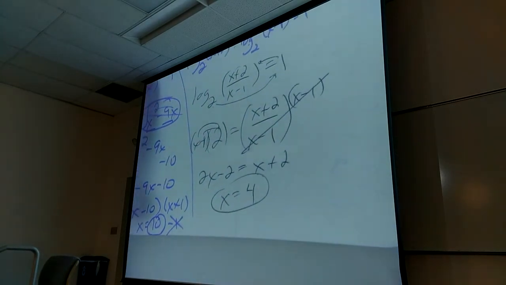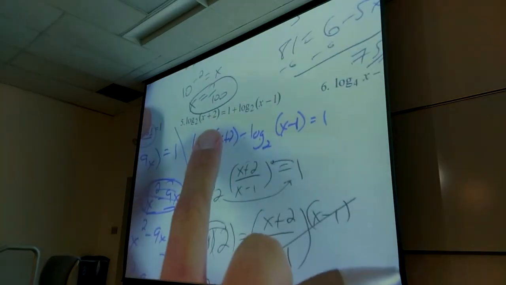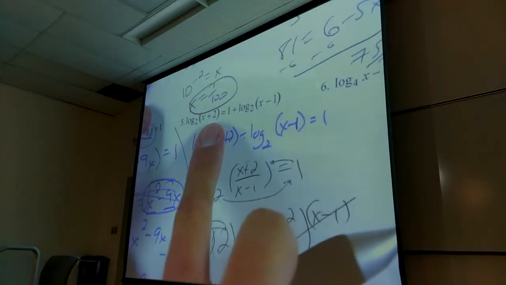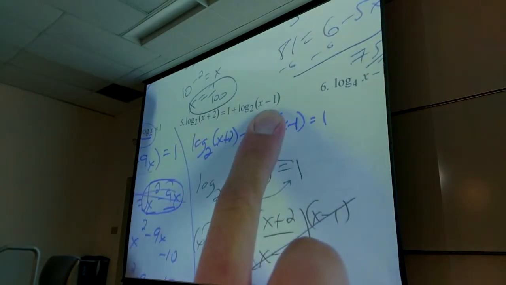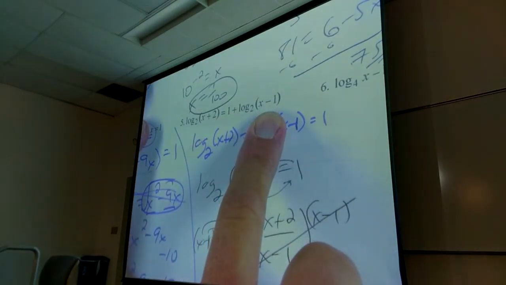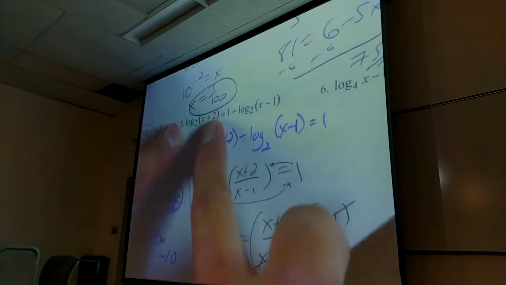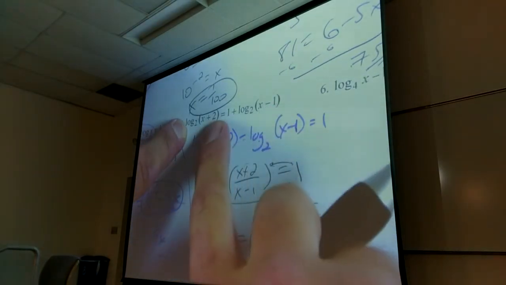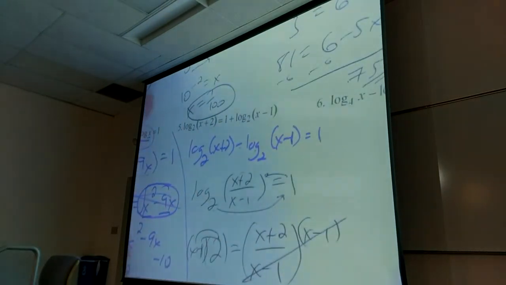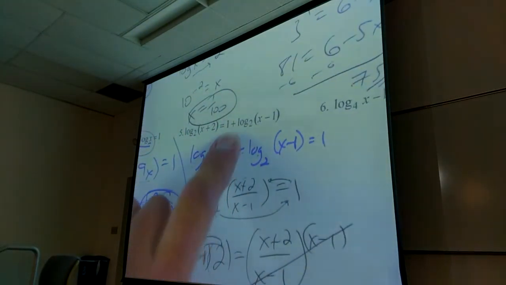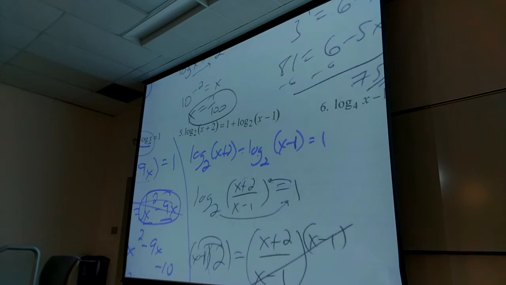Does it work? So when I throw a 4 in, this is 6 inside, which is good, and this is 3 inside, which is good. And if you want to check it, log base 2 of 6 minus log base 2 of 3 is log base 2 of 2, which is 1. So it does work. Or you can use your calculator. Change your base.